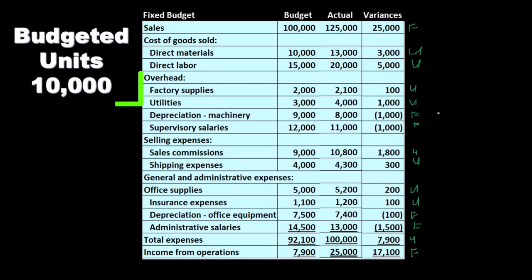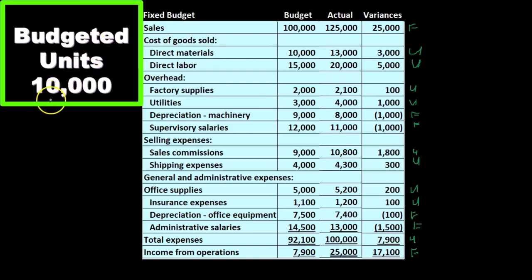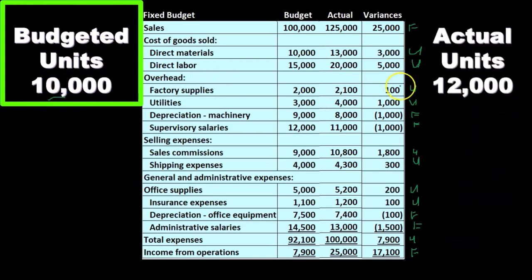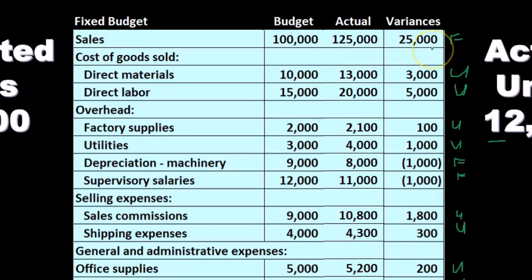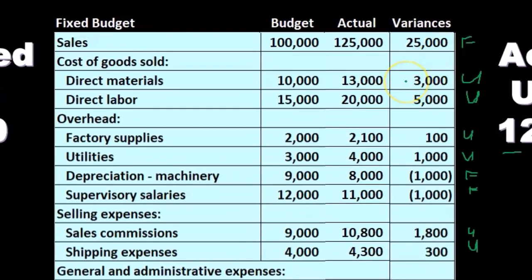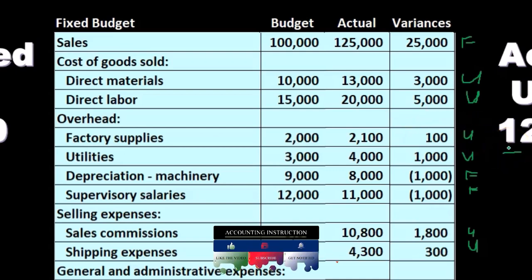It could be that the budgeted units that we budgeted on that we sold were 10,000, let's say, and the actual units that were sold were 12,000. In that case, in other words, if we produced and sold more units than we had budgeted to produce and sell, we would expect the sales to be favorable. And it could quite possibly mean also that many of the expenses will be unfavorable, because if we produced more than we expected, you would think that the expenses of us producing that higher level would be more.